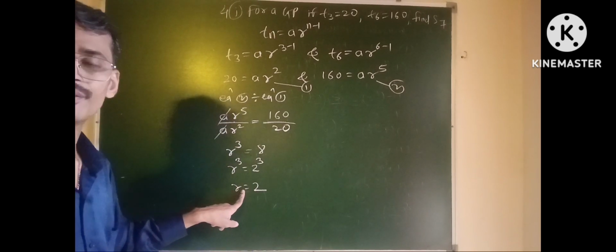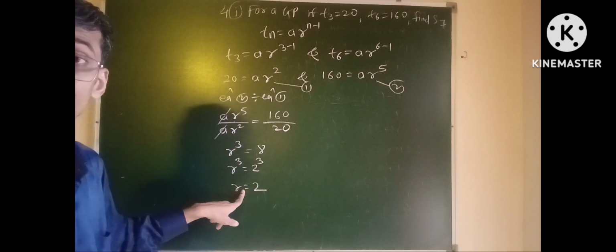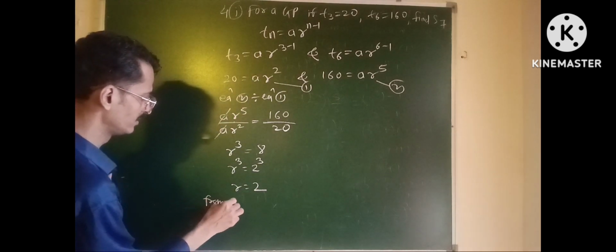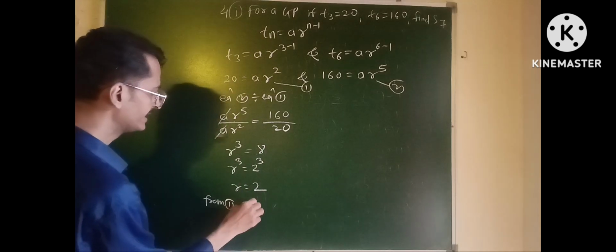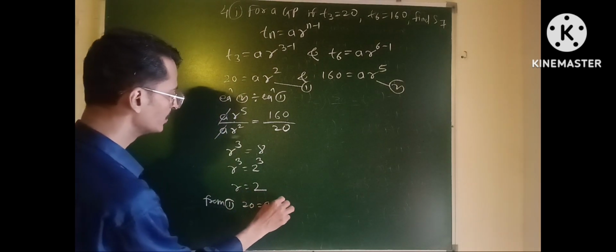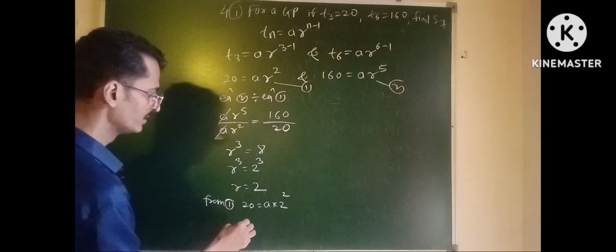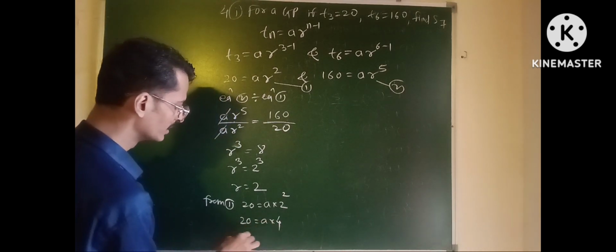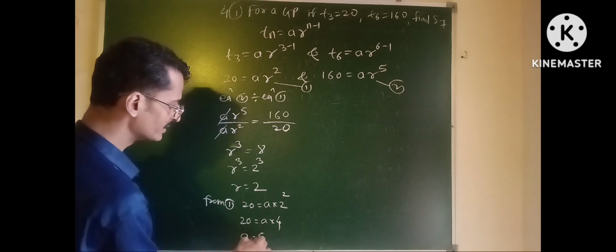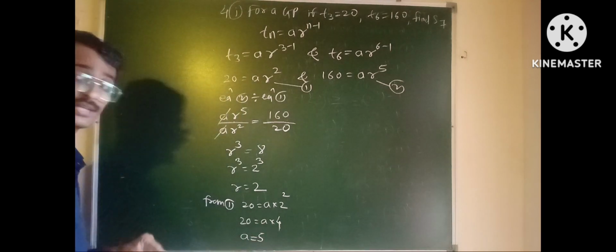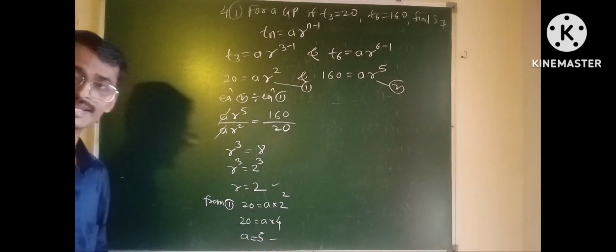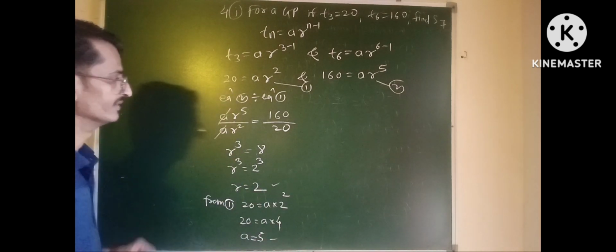We know r. To find the Sn we want a also. So use equation 1. From 1, 20 is equal to a into r square. So 20 is equal to a into 2 square, that is 4. So 20 upon 4 is what? 5. So a is equal to 5. So we know r, we know a. So now we can find S7.